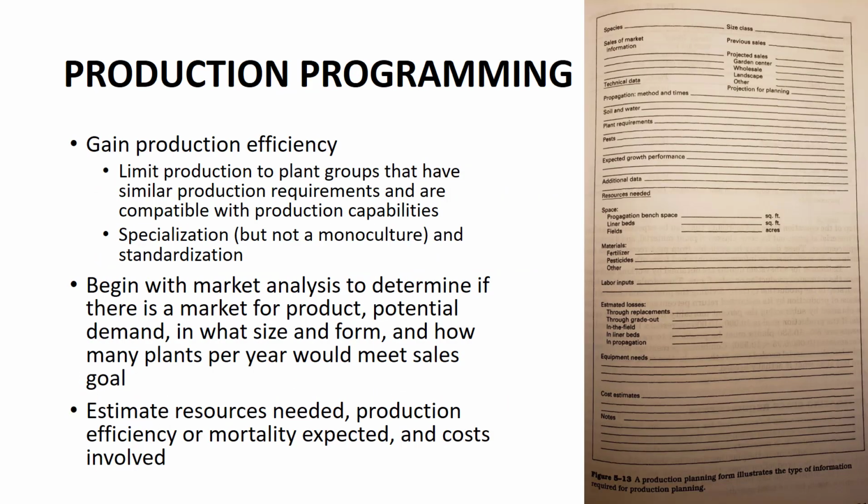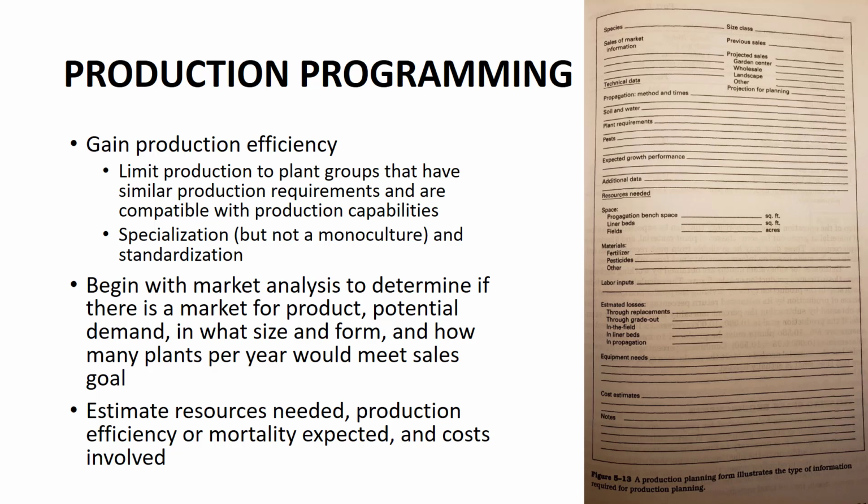It is extremely difficult to efficiently produce a wide range of plant material. In order to gain a greater degree of management control over production, it may be desirable to specialize either by type of plant or by method of production. Limiting production to plant groups that have similar production requirements and are compatible with production capabilities is one means of gaining production efficiency.